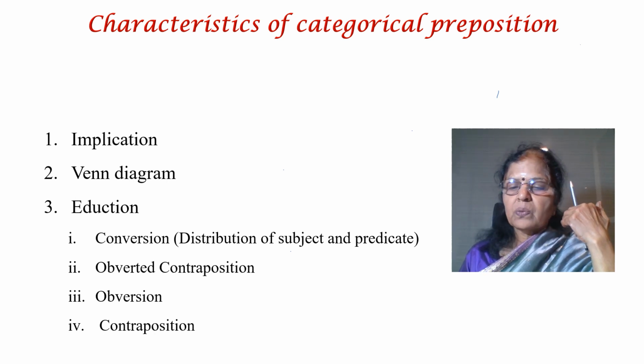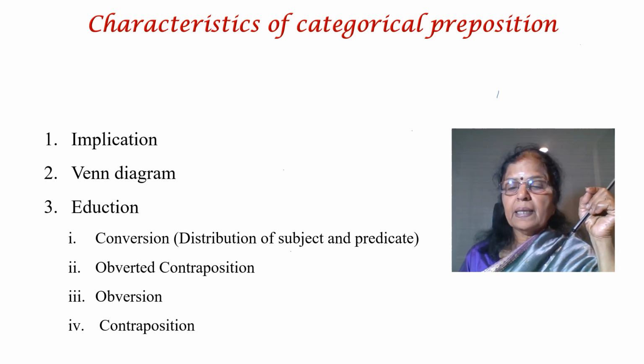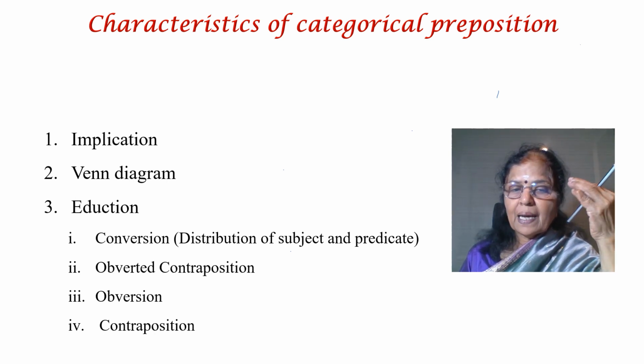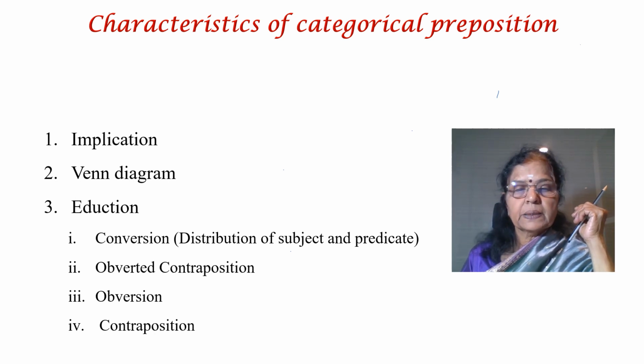But just now, it is enough if you know that some of the characteristics of the categorical proposition are implication, Venn diagram, induction, and these are the characteristics of categorical proposition. We will go one by one later. You will understand better when I solve the problems with examples.